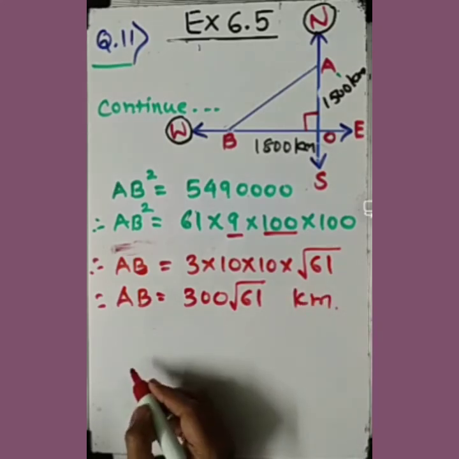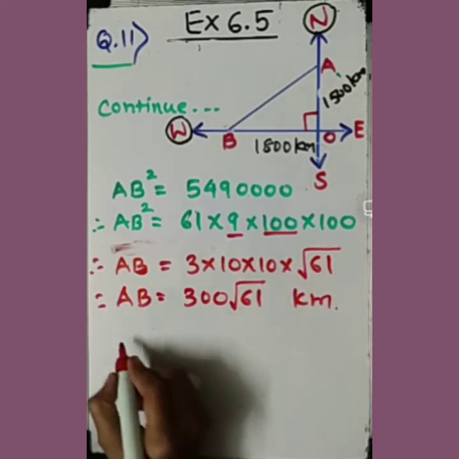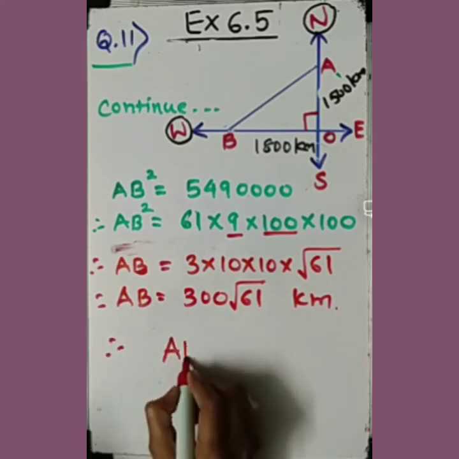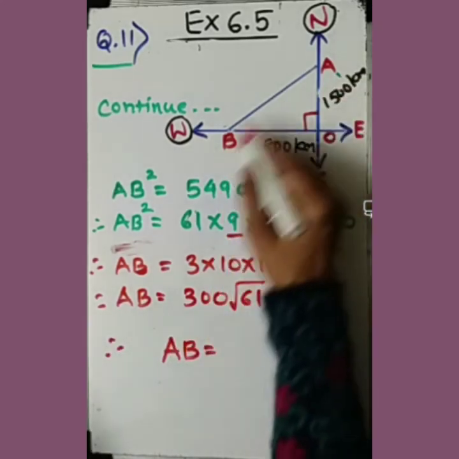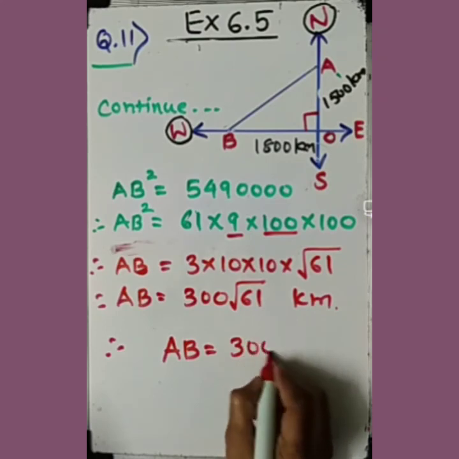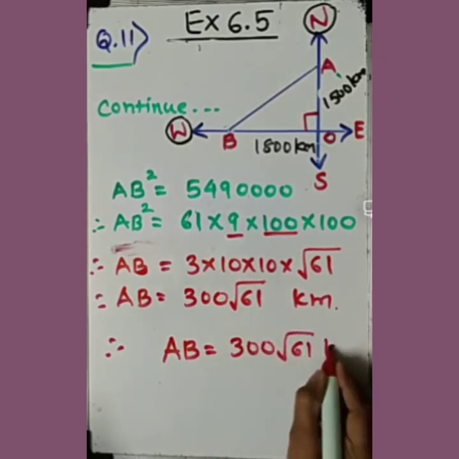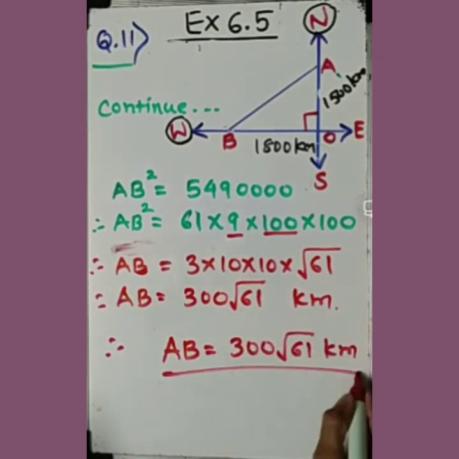Therefore, what is our required result? According to that, the value of AB, meaning this much distance, is 300 under root 61 kilometer. This is our final answer.